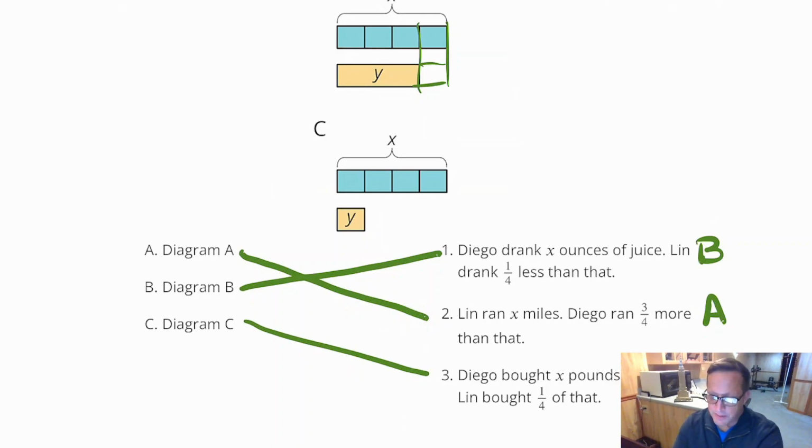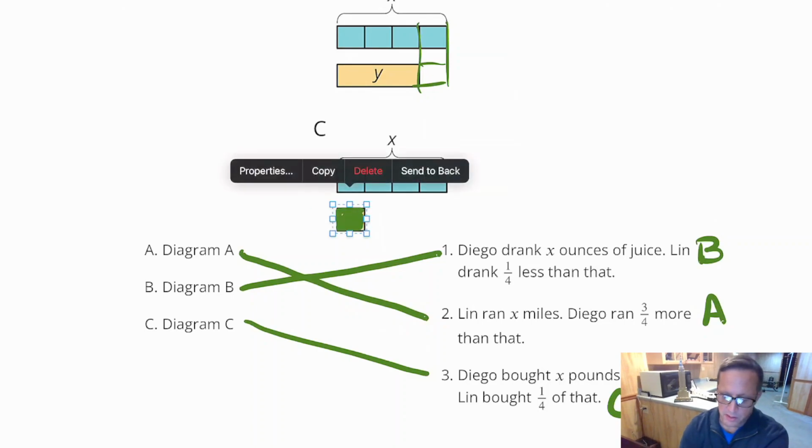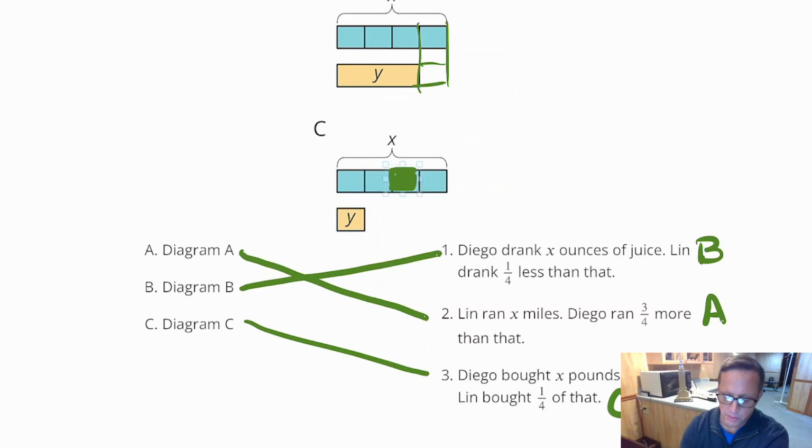Diego bought X pounds of almonds. Lynn bought a fourth of that, which sounds very much like number 1, but that is more of the example there. That makes sense. So Lynn bought X pounds of almonds. I almost said diamonds. But Lynn bought only a fourth of that. That is definitely a fourth, right? See? Right there, it matches up perfectly. Fourth, there's another fourth, there's a fourth. There it is.